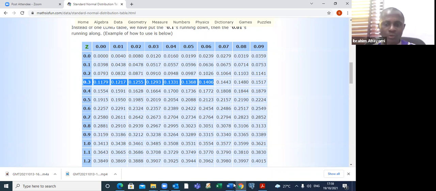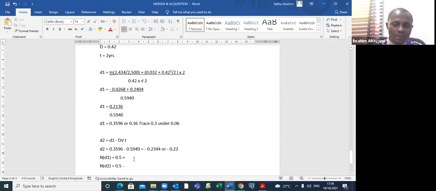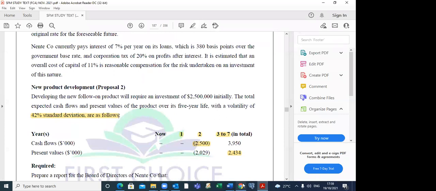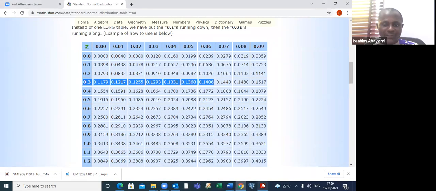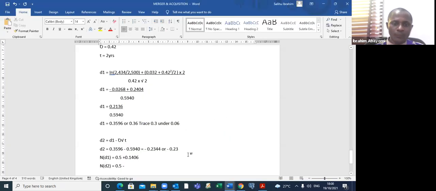When you pick that value, you will go and add it to the 0.5 you have here. 0.1406. Am I correct? Let me check. Yes, sir. Okay, 0.1406. So let's add the 0.5. That should be 0.6406.